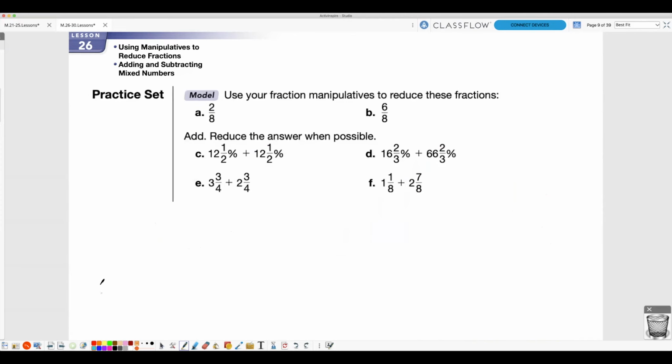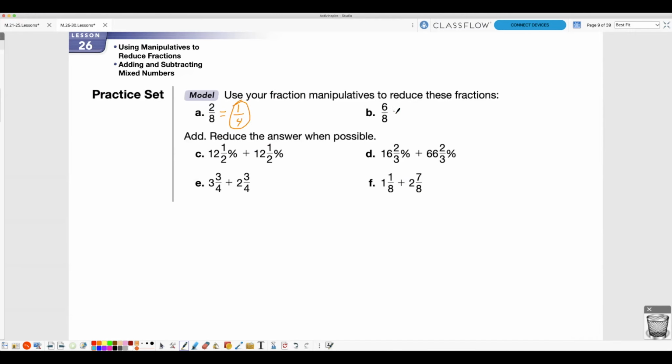All right, let's try these. Use your fraction manipulatives. Those are your cutouts that you created to reduce these fractions, or you do it mathematically as well. But if you have your fraction manipulatives, you should be able to see what the biggest fraction piece will be equal to if you're looking at 2/8. All right, for letter A, you should have gotten 1/4. For letter B, go ahead and do that.